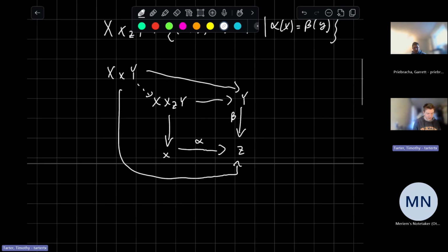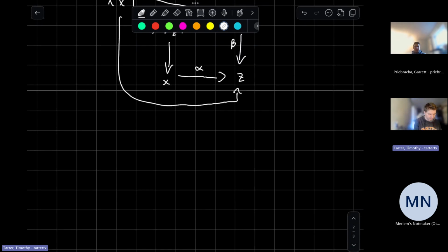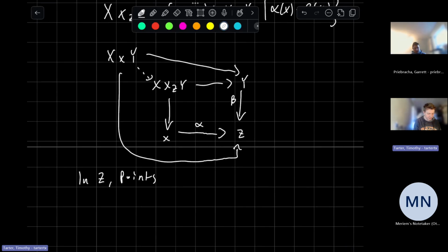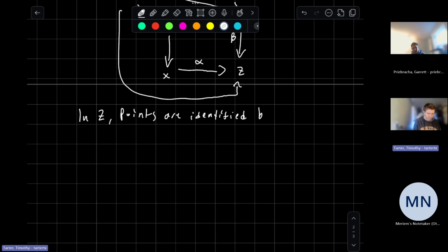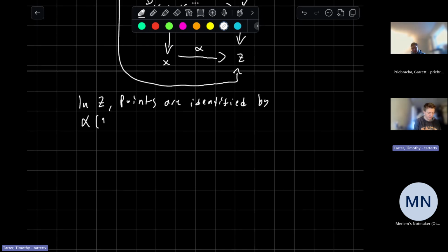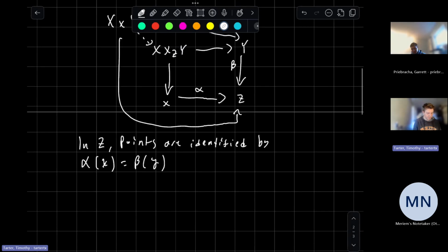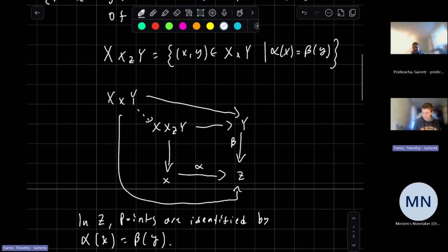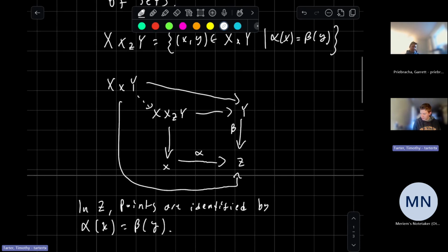Well, let's start by examining the structure of Z, right? So in Z, points are identified by essentially alpha of X equals beta of Y being the same thing. And so, do we have anything specific about alpha and beta?